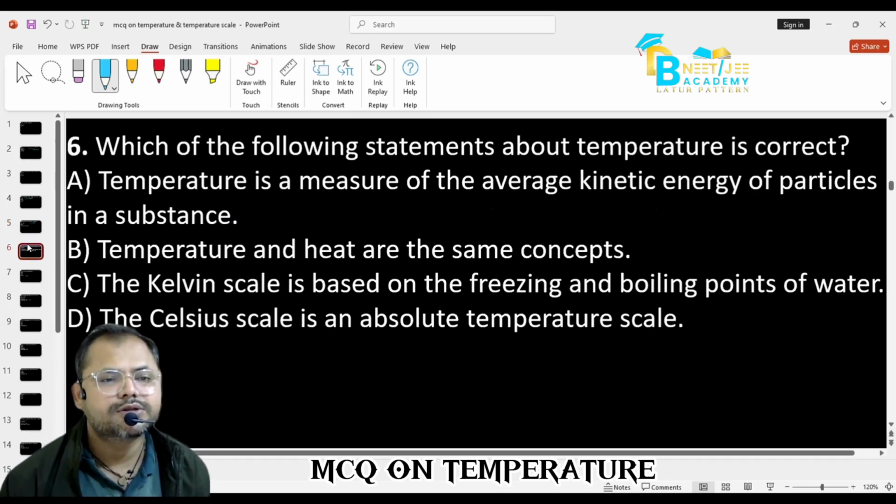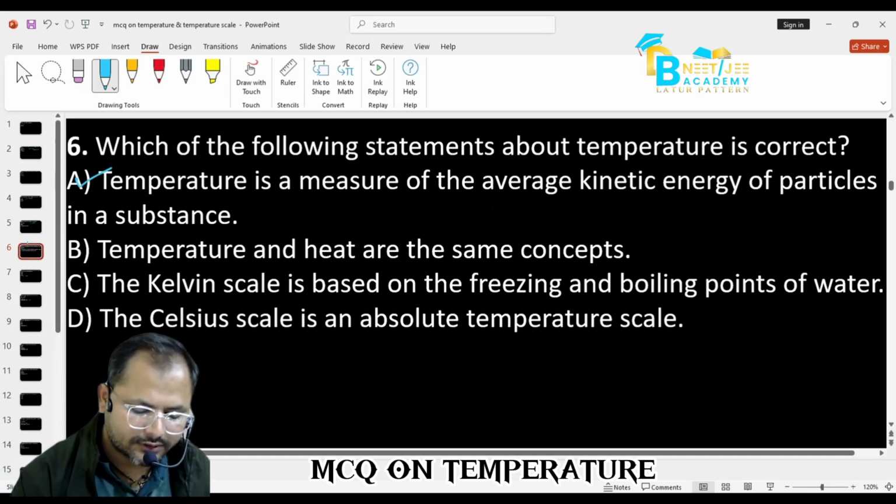Which of the following statements about temperature is correct? When the temperature increases, the kinetic energy of molecules also increases, and the average kinetic energy of particles increases. So temperature is a measure of the average kinetic energy of particles in a substance. So option A is the correct answer.